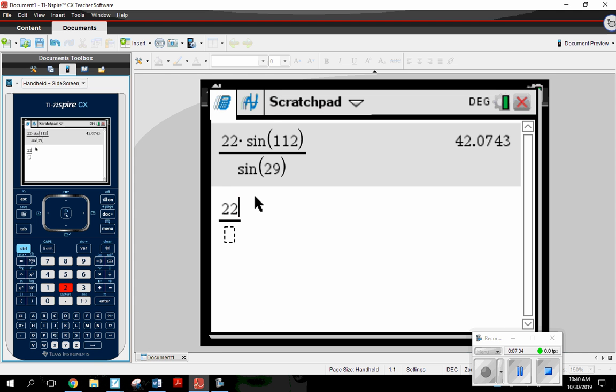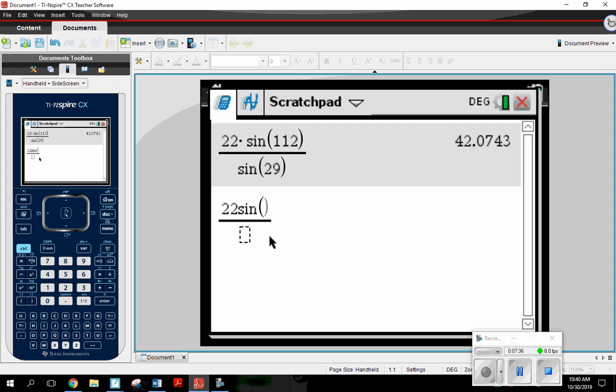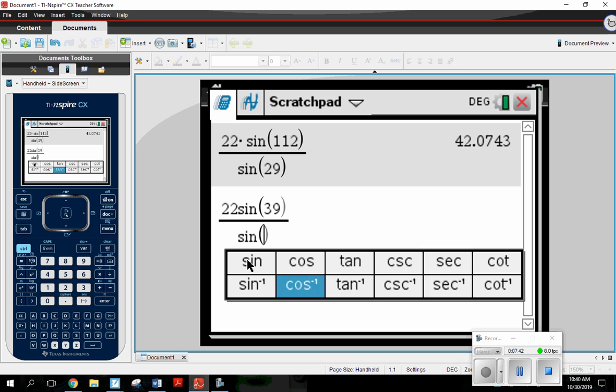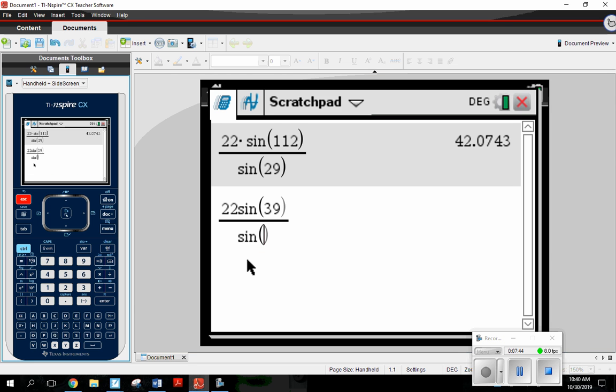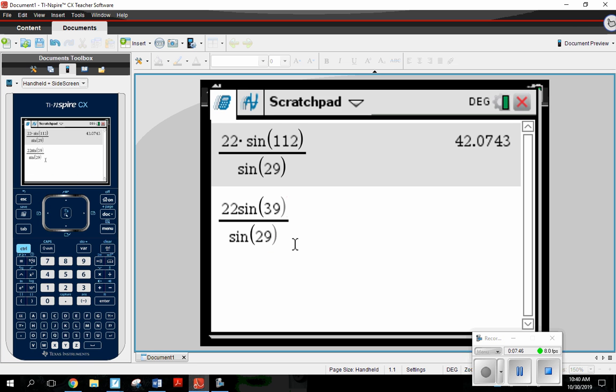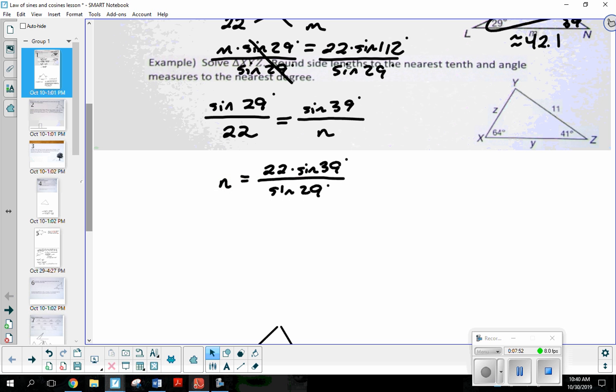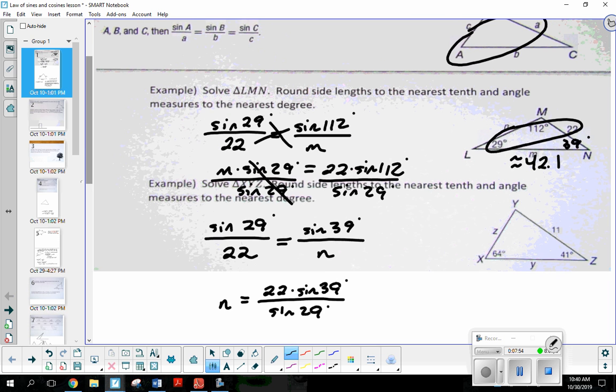22 sine of 39 over, okay, trig, sine. It always does that the second time I bring up the trig function. That's weird. Okay, 29. All right, so what am I going to get for this length? Okay, so I'm thinking about 28.6. That is perfect. So come on back here, erase that.